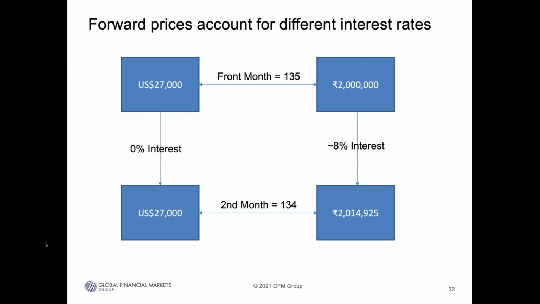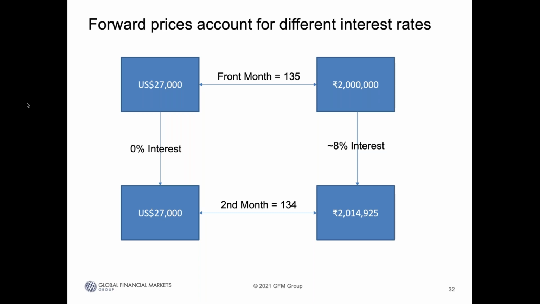How can we visualize that, or how can we do the math on that? Well, this slide shows you how these 2 prices could be described. Imagine we have a front month price of 135 and a second month price. So let's say front month is February, second month is March, 135 and 134. How do we match these 2 up, and how do we see what the implied interest rate is? Well, the notional value of the contract is 2 million rupees, or 20 lakh rupees if you prefer calling it that way. And that's equivalent at an exchange rate of 135 to 27,000 US dollars.